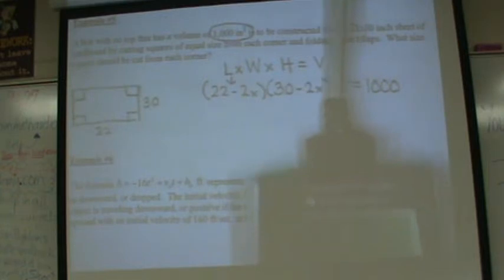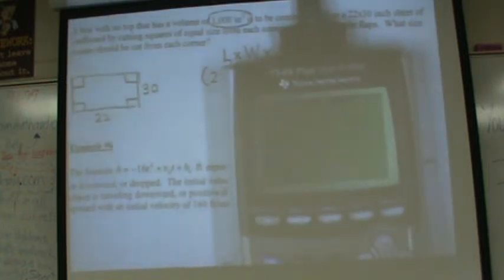We have parenthesis 22 minus 2x, parenthesis 30 minus 2x, parenthesis times x, and then minus 1,000. You may need to change your window. My window's good. So we have two different answers, okay?